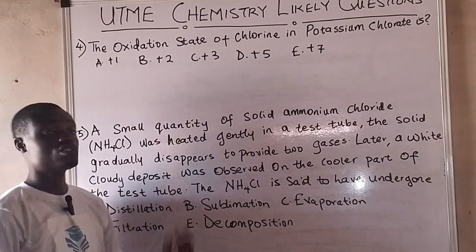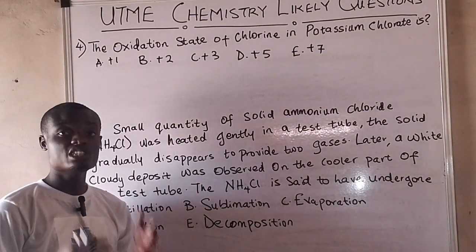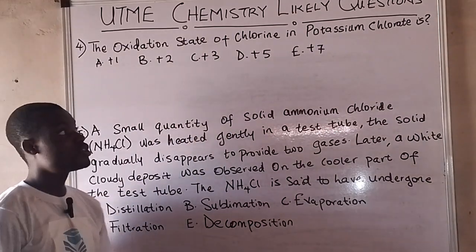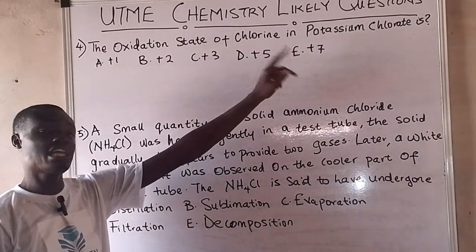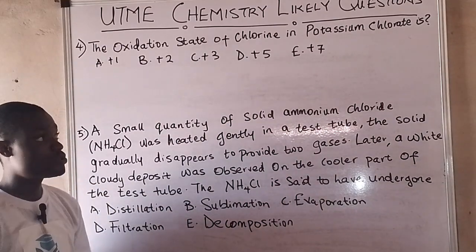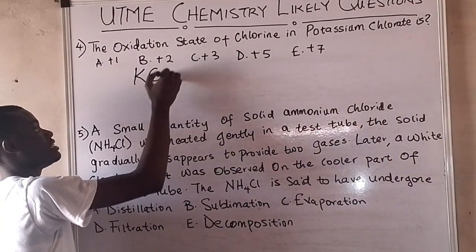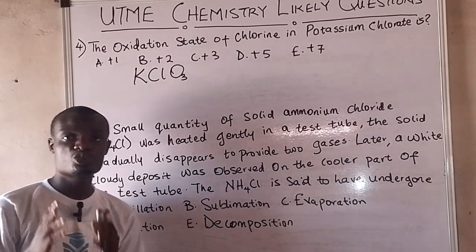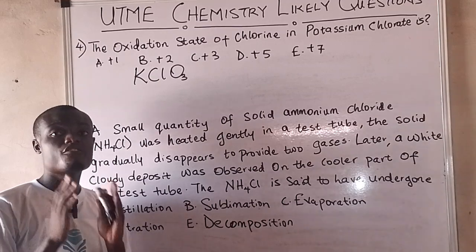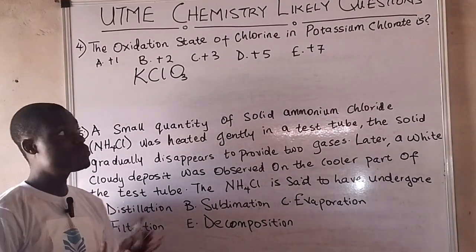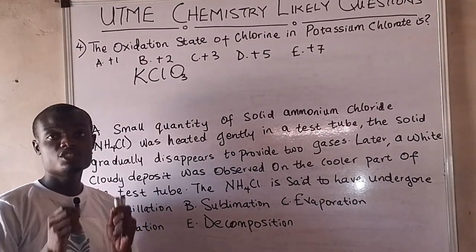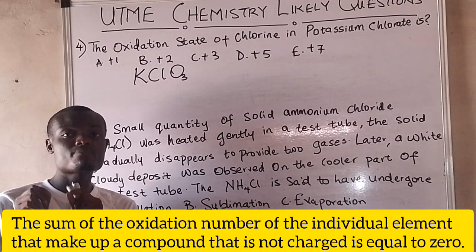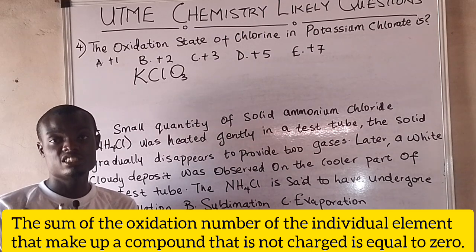Moving on, the fourth question on the board reads, the oxidation state of chlorine in potassium chlorate is. Now we have various options for this particular question. So before answering this question, it is important to write the chemical formula for that compound, which is potassium chlorate, and it is KClO3. So now this particular question is on oxidation number, calculation of oxidation number, and there are various rules for calculating oxidation number. The one that pertains to this question is this. The rule says that the sum of the oxidation numbers of the individual elements that make up a compound that is not charged is equal to 0.